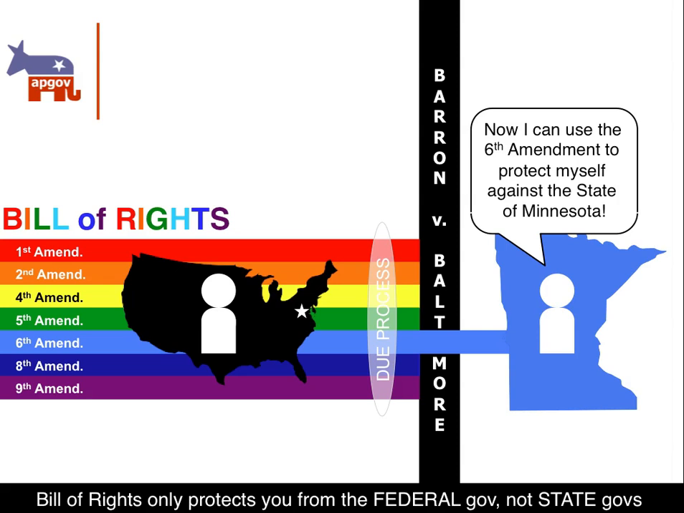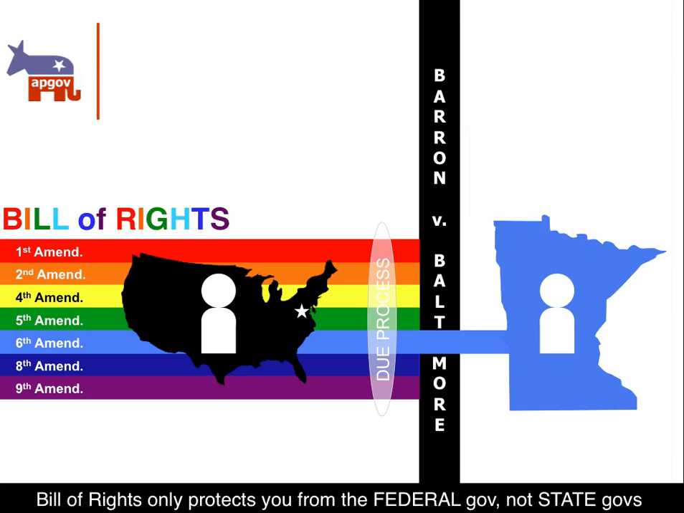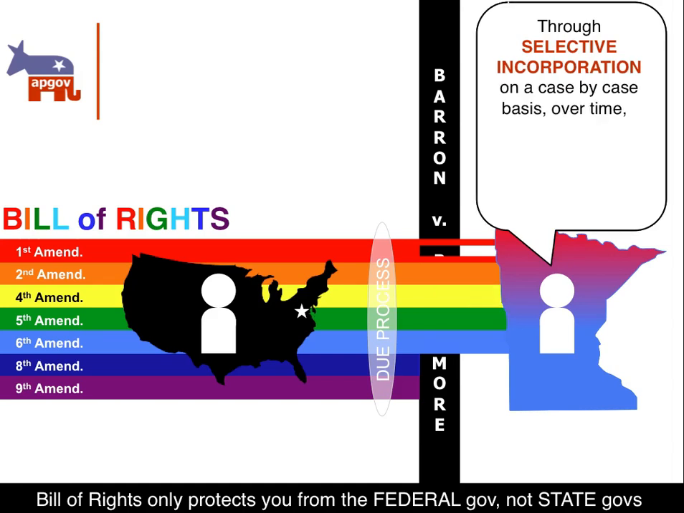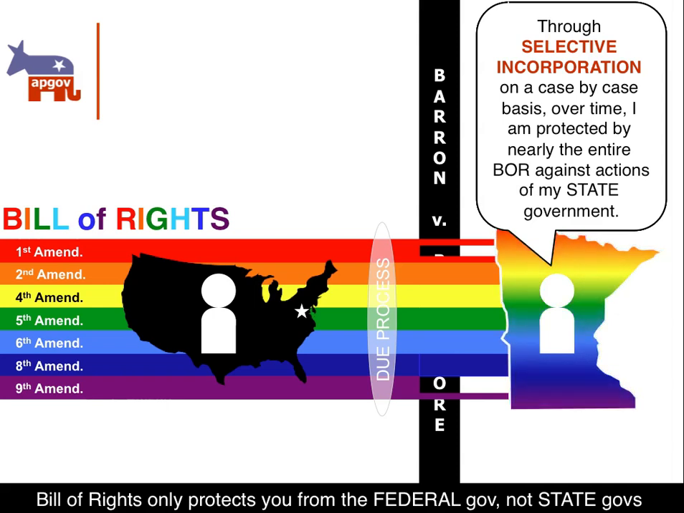And what has happened over time is more and more cases have happened. So here's a little bit of the First Amendment, selective incorporation. Not all at once, little by little. And notice now red's starting to shine over the state of Minnesota. Oh, and there's another First Amendment case that affects Minnesota. The Second Amendment. Through selective incorporation, on a case-by-case basis, over time, I am protected by nearly the entire Bill of Rights against actions of my state government. Incorporation theory.